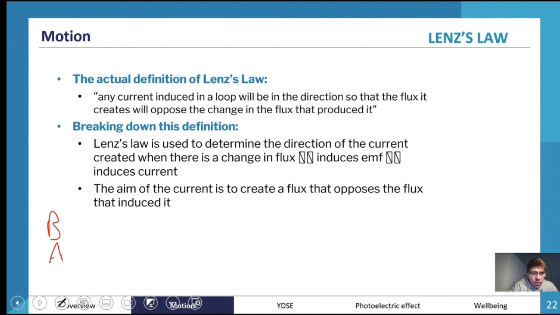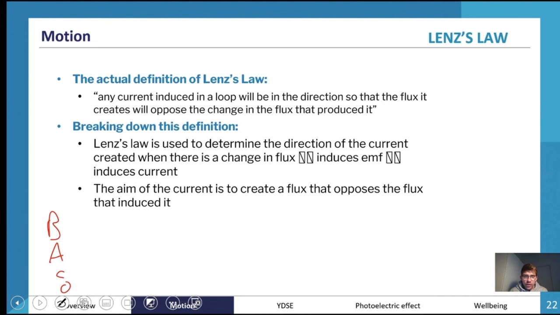So the definition of Lenz's law is that any current induced in a loop will be in the direction so that the flux it creates will oppose the change in flux that produced it. Breaking down this definition, Lenz's law is used to determine the direction of the current created when there is a change in flux, which induces EMF, which induces current in turn. The aim of the current is to create a flux that opposes the flux that induced it.